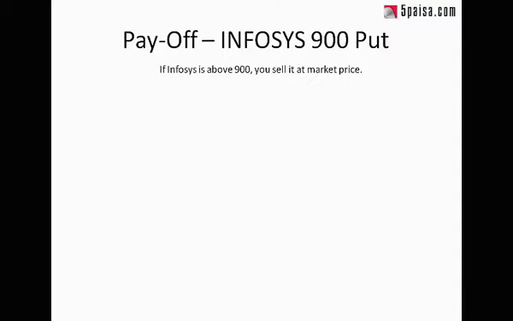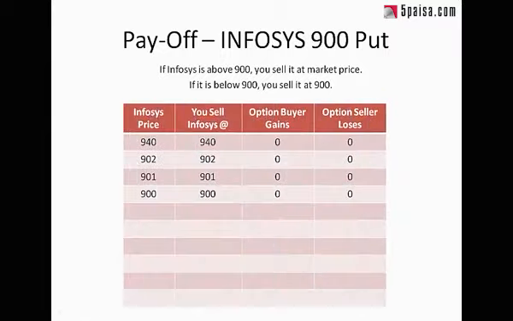When the price is above 900, you won't use the option to sell it at 900 to me. You would rather sell it in the market at a price above 900. At 900, you can either sell in the market or sell it to me, it doesn't really matter. Below 900, you will exercise the option. That is, you will sell it to me at 900.